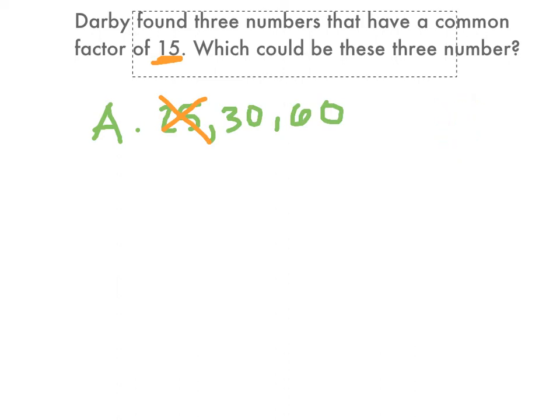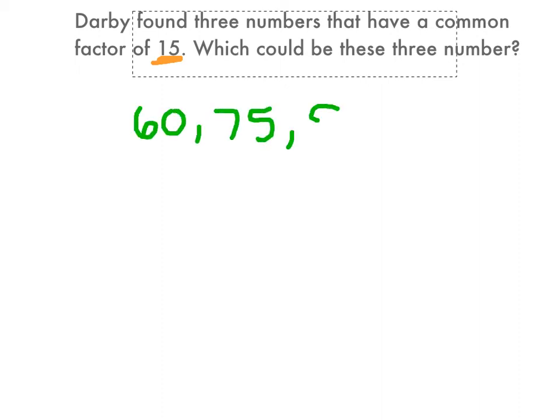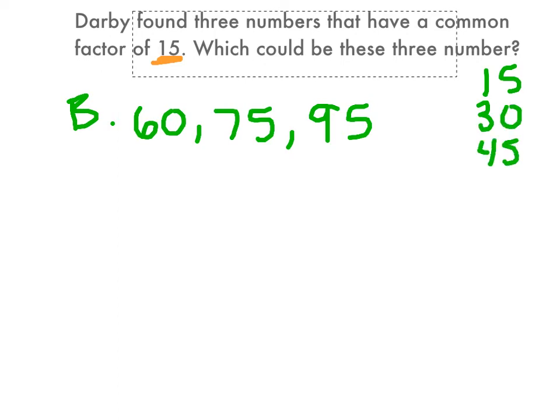So then we can move on to choice B. Choice B gave us 60, 75, and 95. So again, I'm going to see if 15 can go into all these numbers. If I need to, again, I can do a multiple tower. 15, 30, 45, 60, 75, 90.